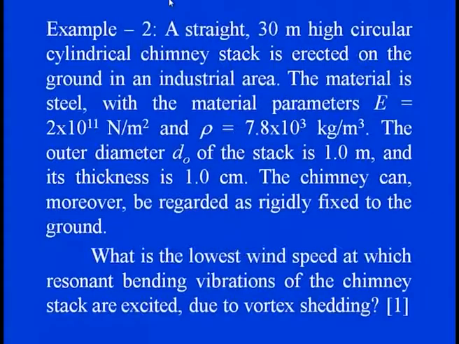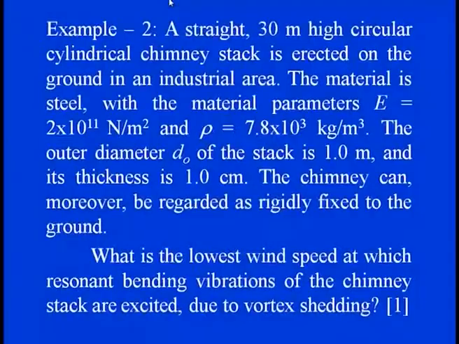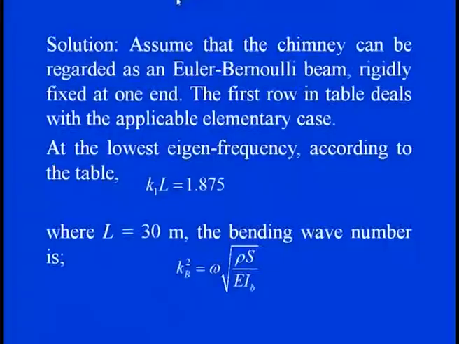The outer diameter D0 is given as 1 meter, and the thickness is 1 centimeter, and the chimney can be considered rigidly fixed to the ground. Now we would like to find the lowest wind speed at which the resonant bending vibration of the chimney stack is excited due to vortex shedding. This is one of the basic causes of how vortex shedding excites the entire chimney under bending vibrations.